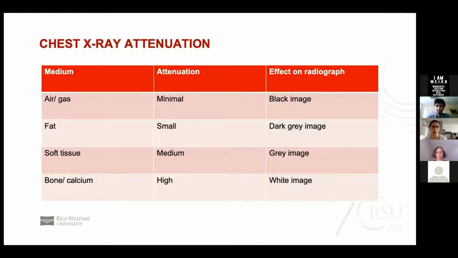And then we have the fat, which has a small attenuation, which means that it's slightly more grayish, but still dark. And then soft tissue, which has a medium attenuation, which means that it is between gas and bone, so it has more of a grayish image. And then we have the bone, which is very rich in calcium, which has a high attenuation, which means that it absorbs most of the X-rays, causing a white image on the radiograph.